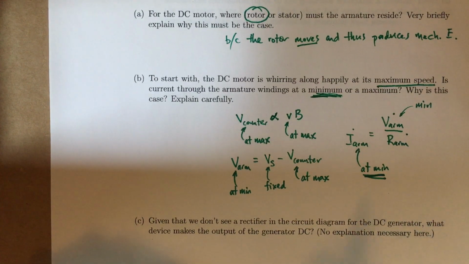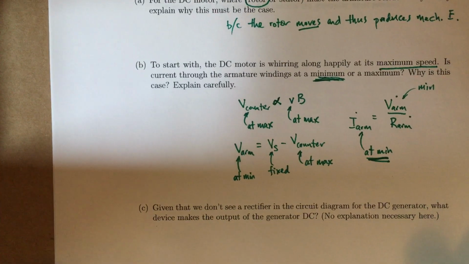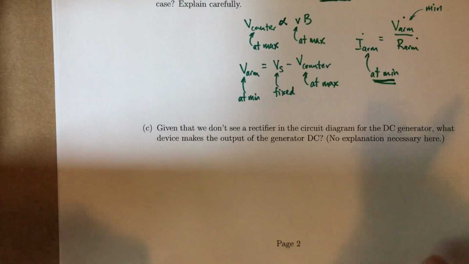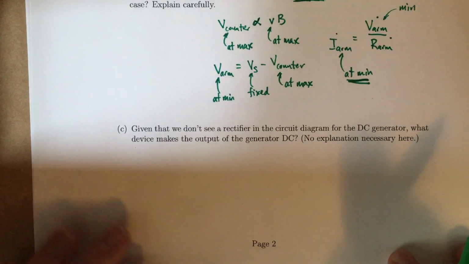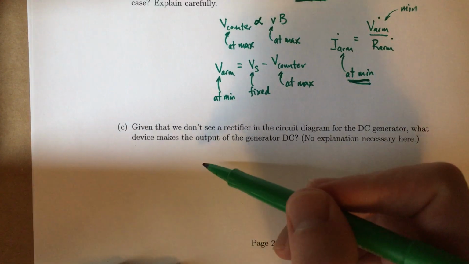Last part of the question, and I guess this is running pretty long, so I'll probably chop this up, but we'll see how it works out. And let me get it all centered here on the video. So given that we don't see a rectifier in the circuit diagram for the DC generator, what device makes the output of the generator DC? Okay, no explanation necessary, so we just have to name the thing.